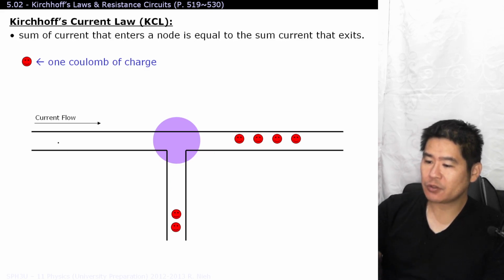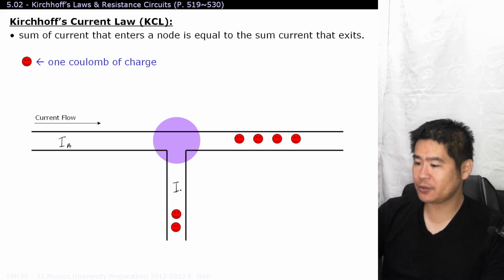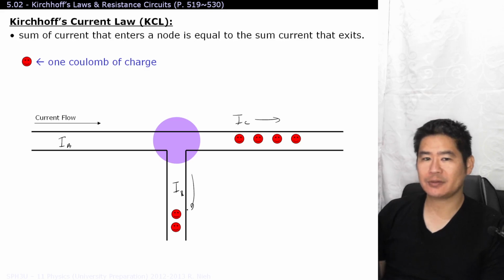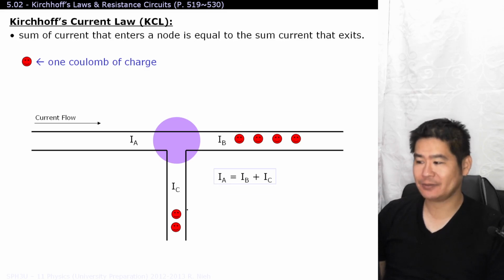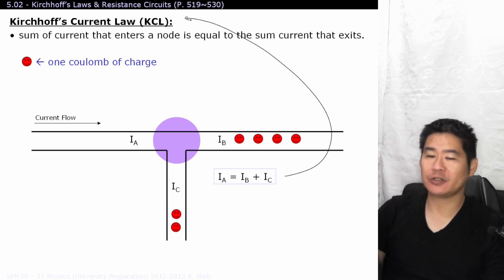So if you call this original branch IA, current branch A, and you call this current branch B, and you call this current branch C, what can you generalize between these three? Excellent. IA is equal to IB plus IC. Beautiful. That is the definition of Kirchhoff's current law.